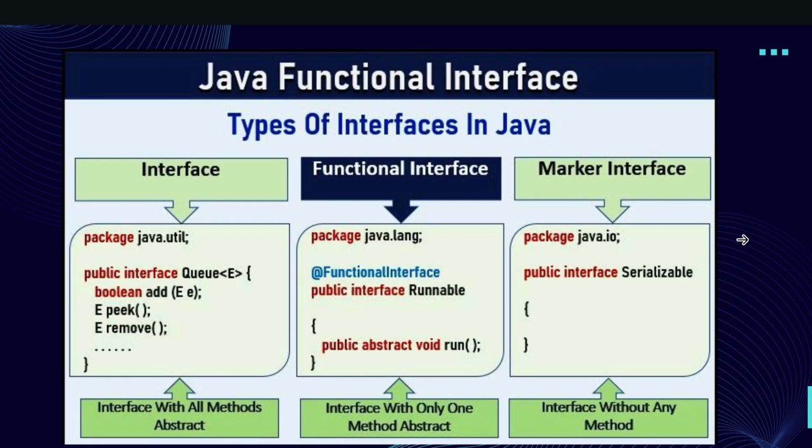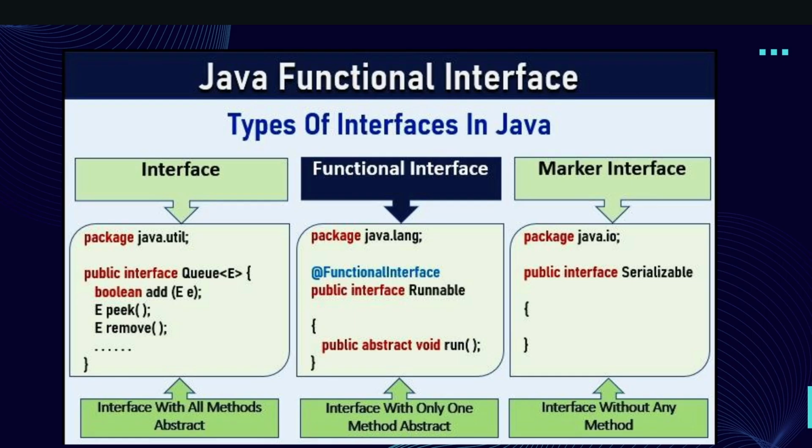So what is meant by these interfaces? If you observe the first one, the normal interface, you can declare as many functions as you want. You can see that I declared two functions over here, peek and remove. In this fashion, you can declare as many functions as you want. On the other hand, in the functional interface, which is very important, you can only declare one function. You can see I declared only one function over here. You cannot declare more than one function in this.